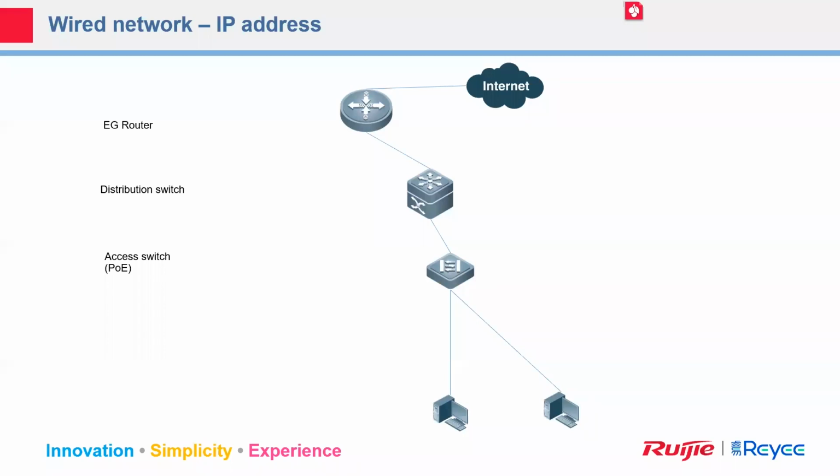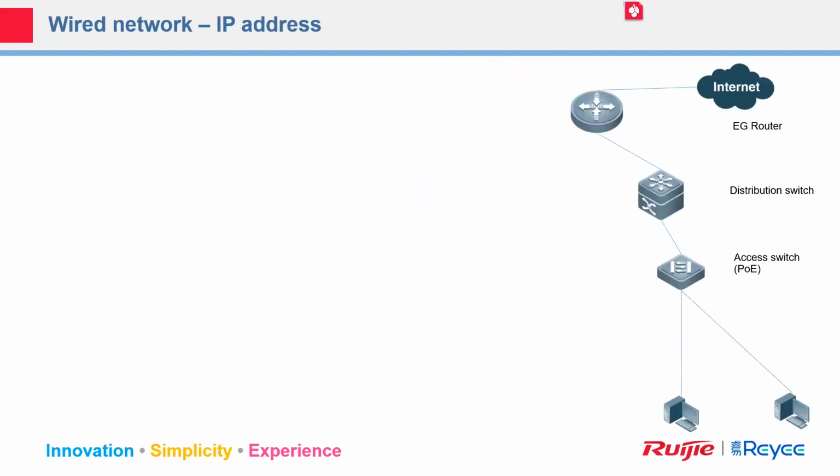Maybe we focus on the simplest topology. Only the terminal, a computer, directly connected with one access switch, right? And then connected with the distributed switch, and then connected with the edge router, and finally with the internet. This is the simplest topology. Only one path. So about this topology, the first question: which device needs an IP address?